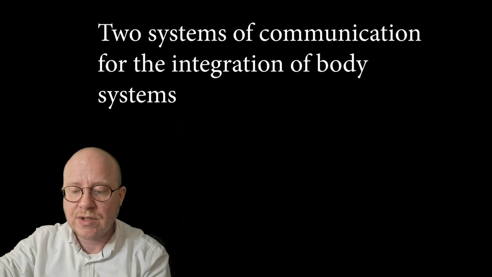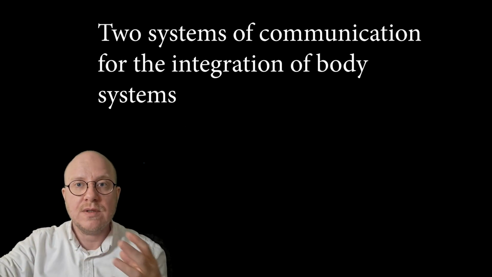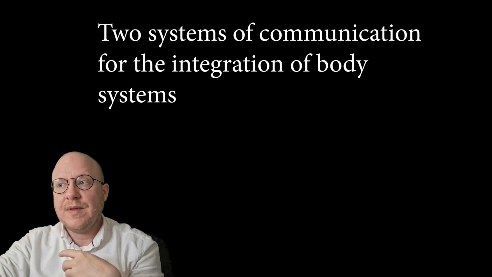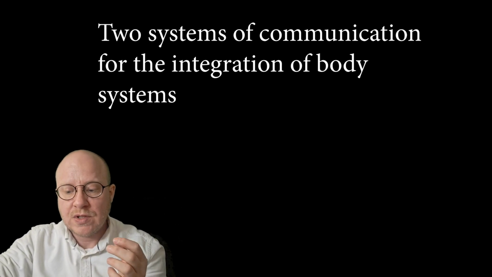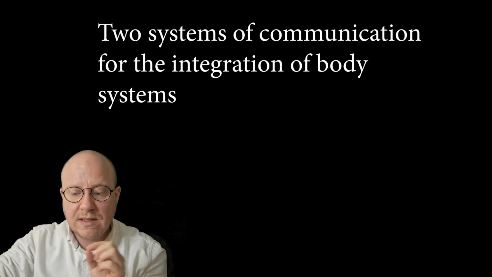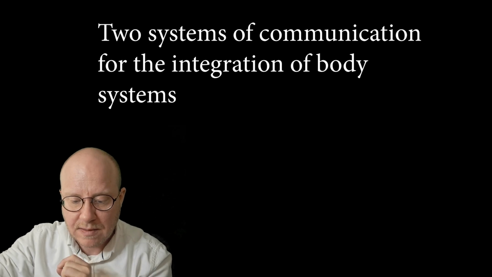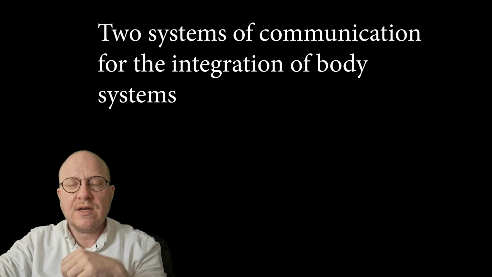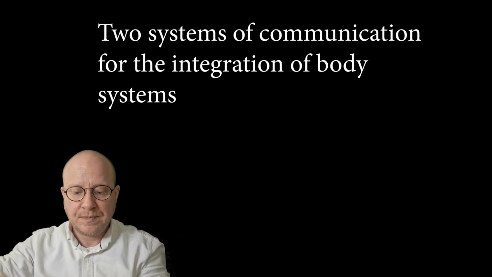2 systems have evolved within animals specifically, so now we're talking about animals, to enable communication between and thus integration of body systems. So communication from one body system to the other, from the digestive system to the nervous system, for example. There's got to be communication between these different body systems, which then creates integration. So it makes them all work together.